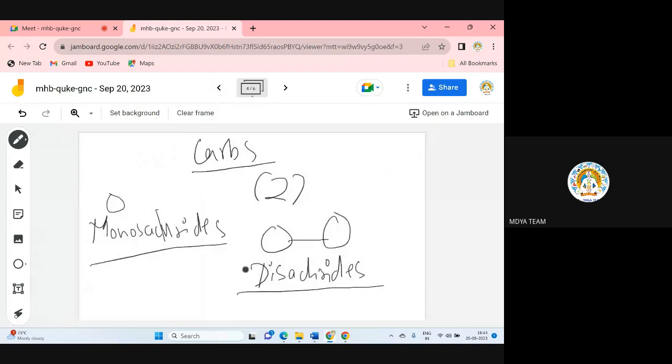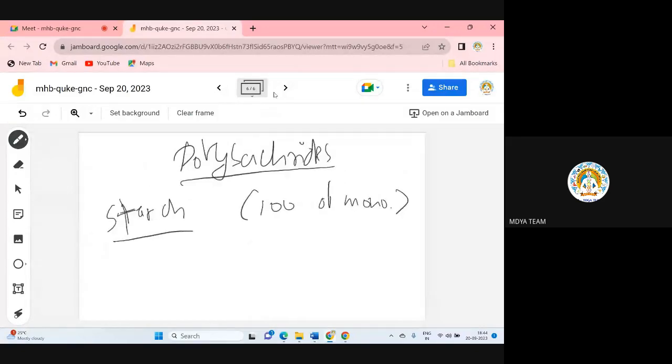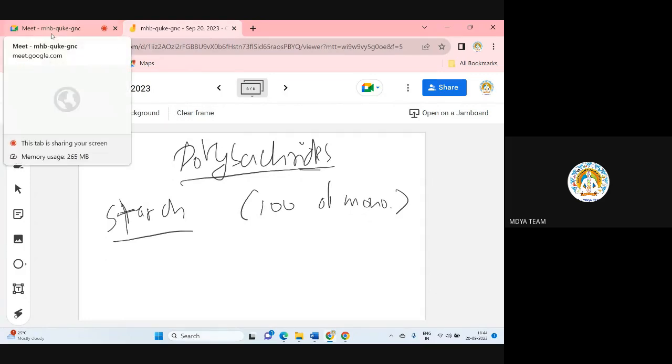So if we hydrolyze a disaccharide, how many monosaccharides will we get? Yes, 2 monosaccharides. If we hydrolyze an oligosaccharide, then we will get 3 to 10 monosaccharides, based on that type of oligosaccharide. And if we hydrolyze a polysaccharide, then we will get hundreds of monosaccharides. So these are the general classifications of carbohydrates.